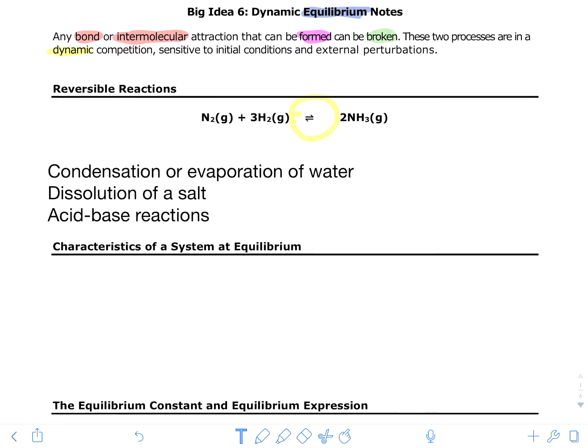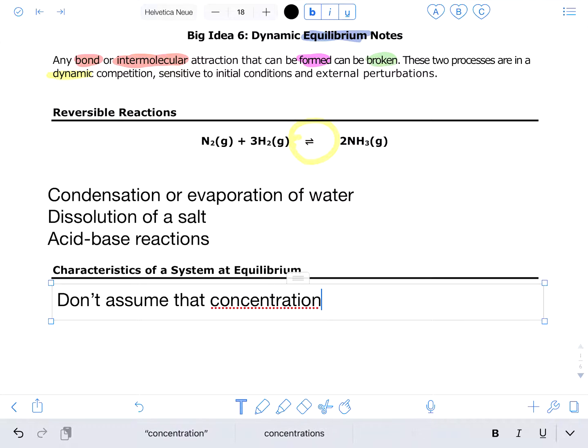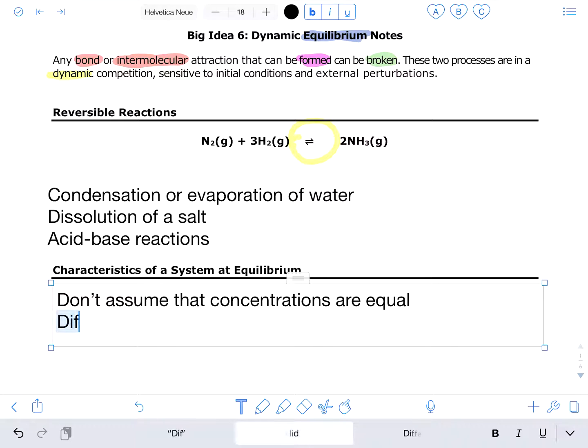Now, the characteristics of a system at equilibrium: don't assume that concentrations are equal. I'm saying that the concentration of the reactants, and we'll talk more about what kind of concentration, is not going to be the same as the concentration of the products. So you could have a difference in concentration of reactants and products.